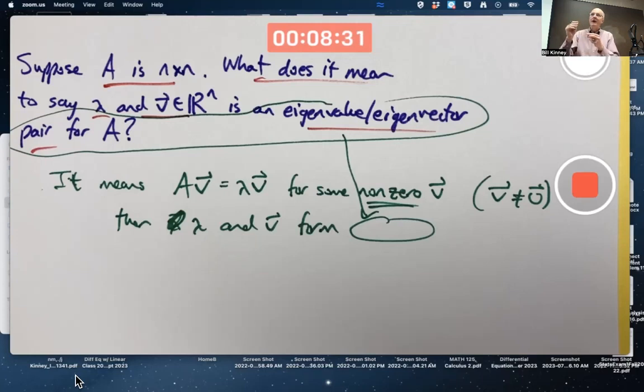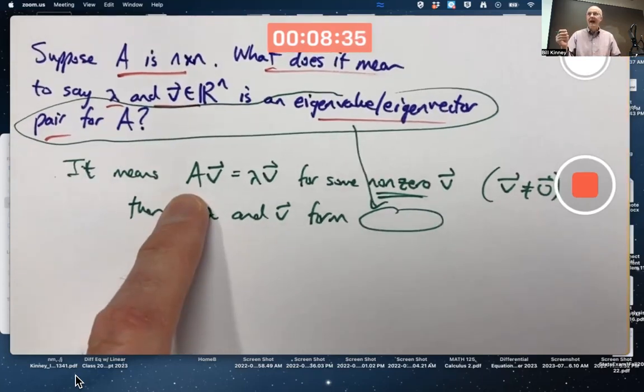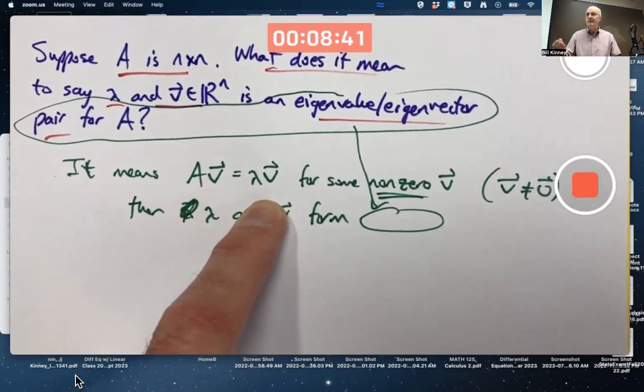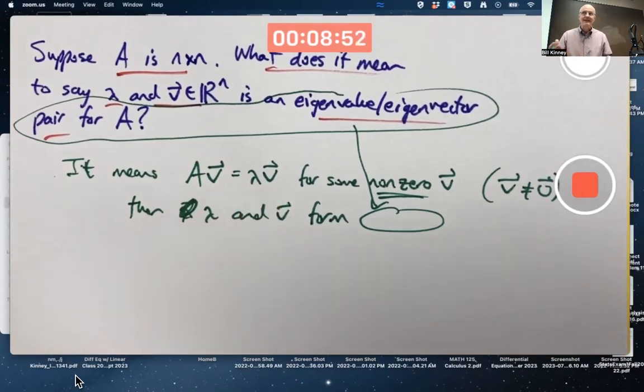It means when you plug a point on one of those lines into the vector field, take A times that vector, think of the point as being a vector, you get a scalar multiple of the original vector. It's parallel to the original vector, possibly pointing in the opposite direction. Lambda could be negative. That's the motivation.